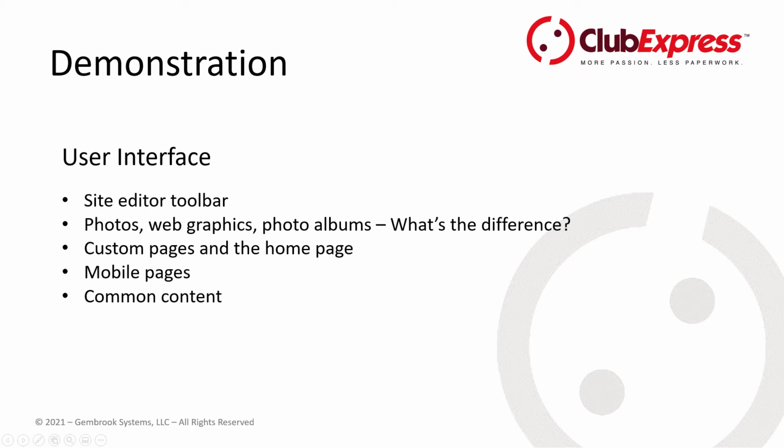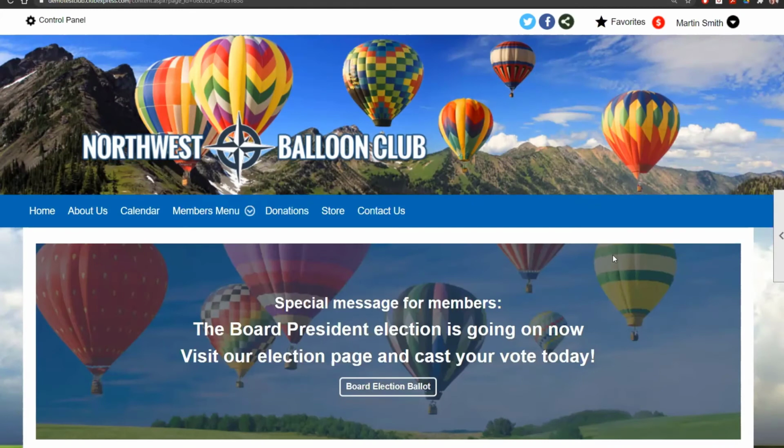So how you're organizing all of the visual things that go on your website: custom pages, your homepage, mobile pages, and we'll also talk about common content. I've already logged into the Northwest Balloon Club as Martin Smith. So Martin Smith is an administrator, so he has access to the back end of the website.